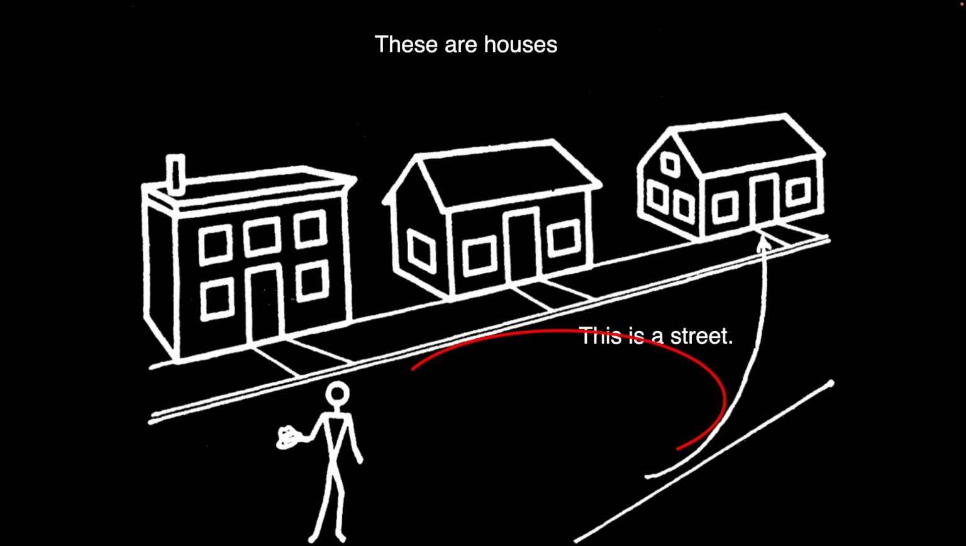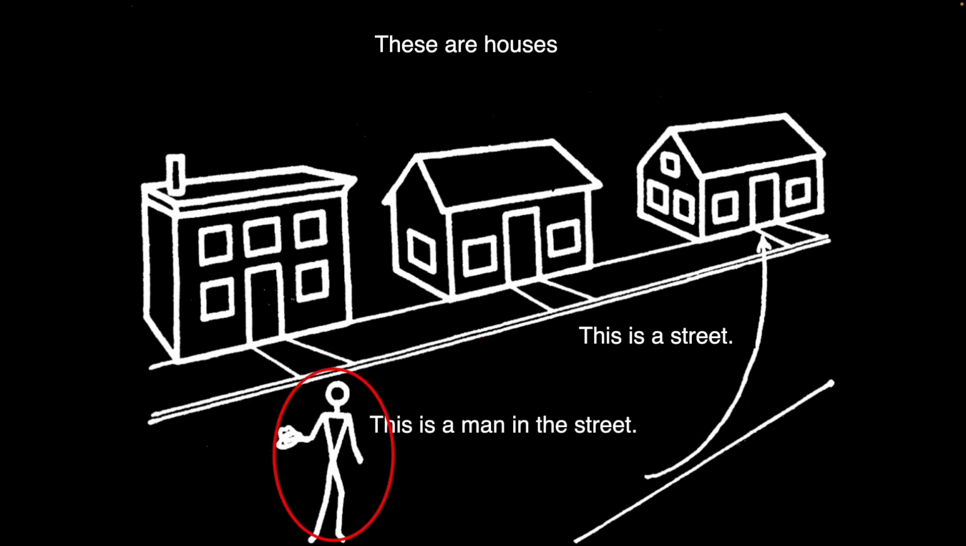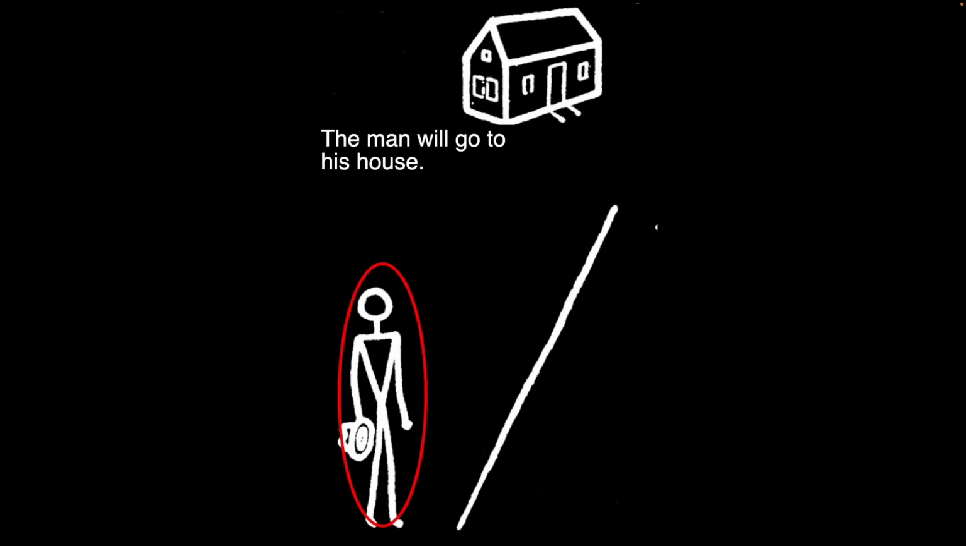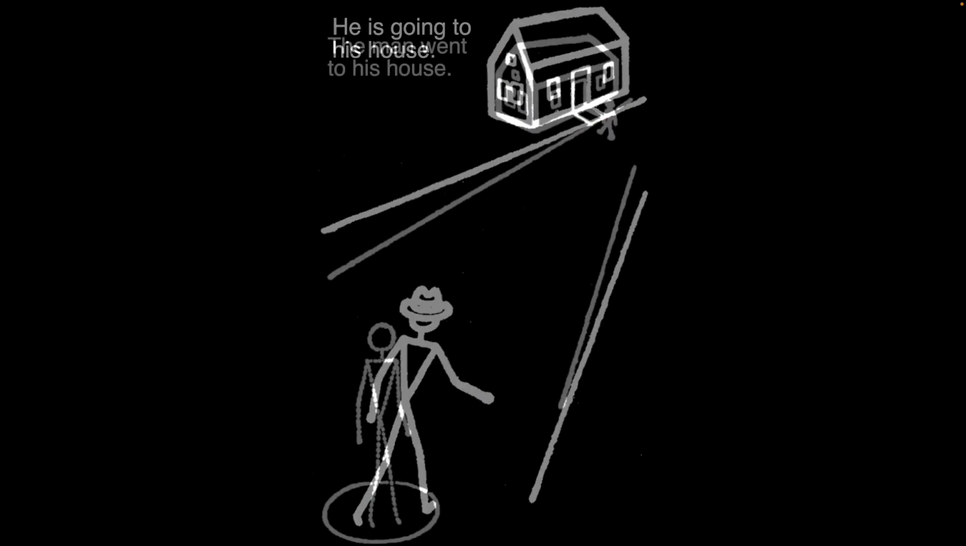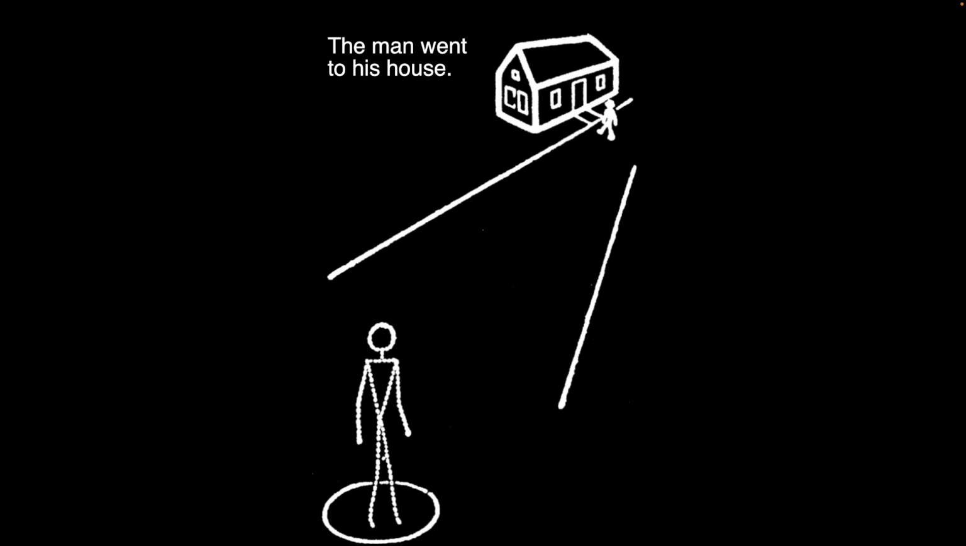This is a street. This is a man in the street. That is his house. The man will go to his house. He is going to his house. The man went to his house. He is there. He went there.